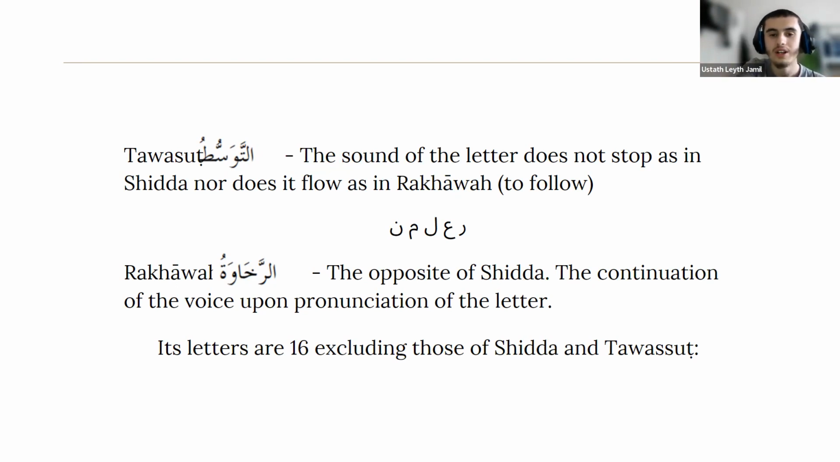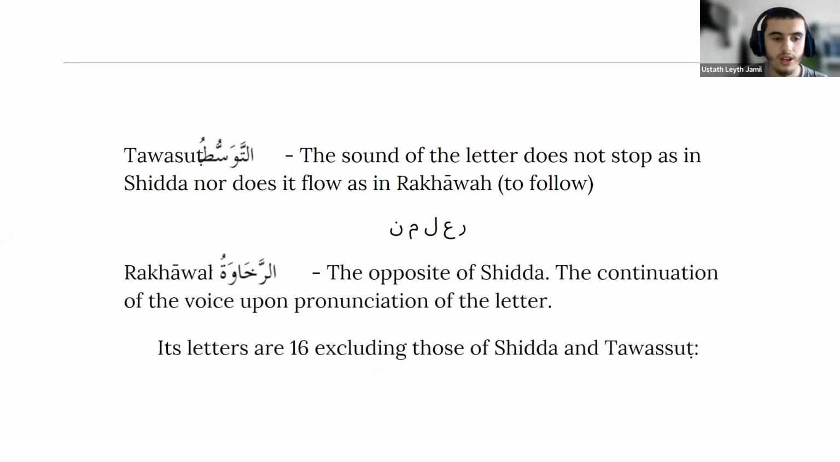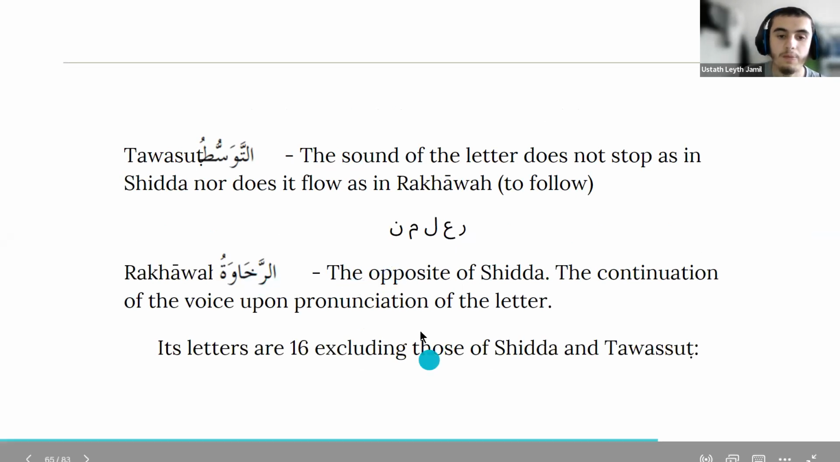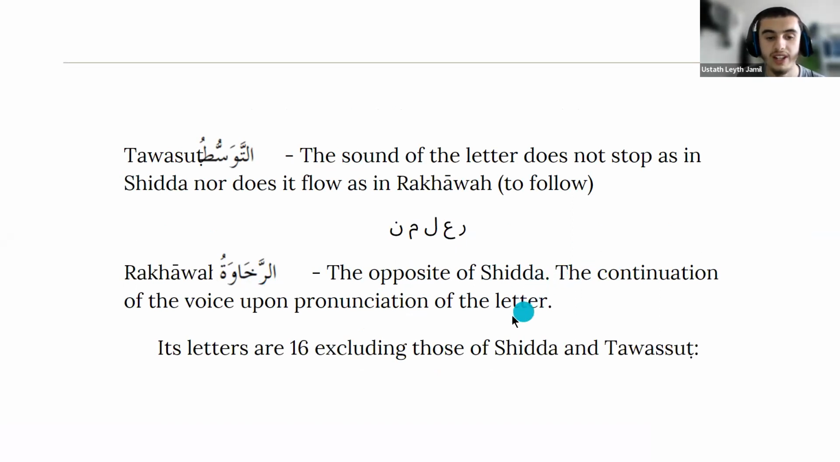Most of these letters are just flowing letters. There's no shidda on these letters, basically. Remember what I said in the last slide? Strong dependence. There's no strong dependence on these letters, the strong sound. And here, as you can see, the rikhawa is the opposite of shidda, the continuation of the voice upon pronunciation of the letter. So its letters are 16, excluding those of shidda and tawassut.